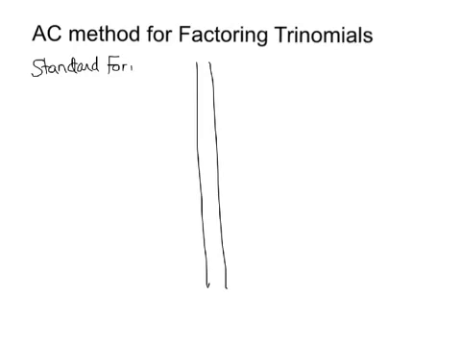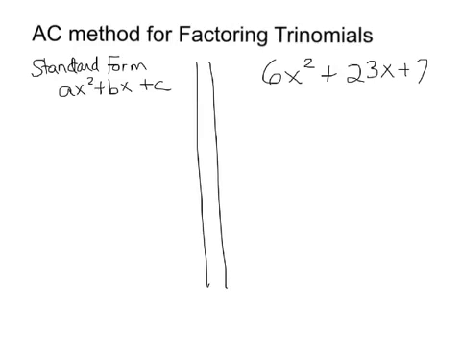And for a trinomial, that's going to be ax squared plus bx plus c. So, for example, how this might look, if I take something like 6x squared plus 23x plus 7. In this case, the 6 is my a, the 23 is my b, the 7 is my c. So that's how I'm going to refer to things.